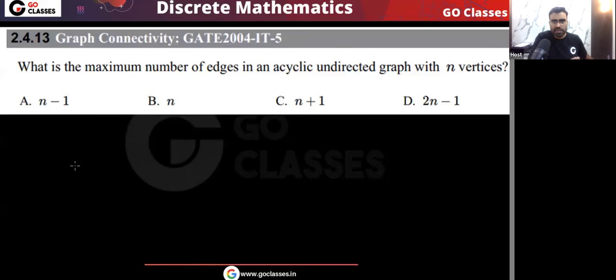Tell me the answer for the GATE 2004 question: what is the maximum number of edges in an acyclic undirected graph with n vertices? I told you that the acyclic graph with the maximum number of edges is the tree. And in a tree, how many edges do you have? That will be n minus 1. So the answer will be option A.